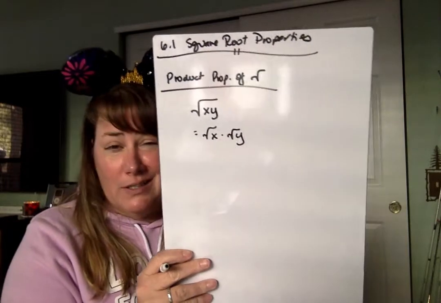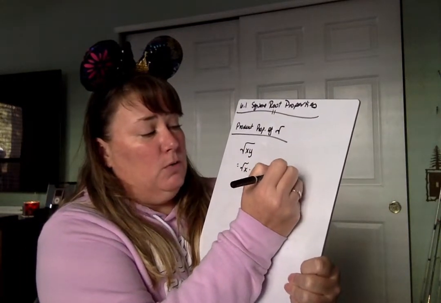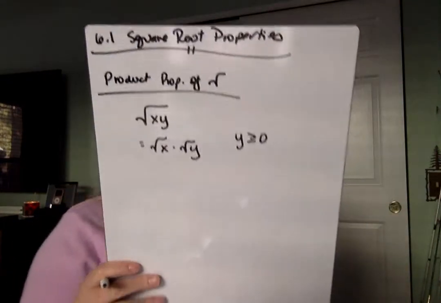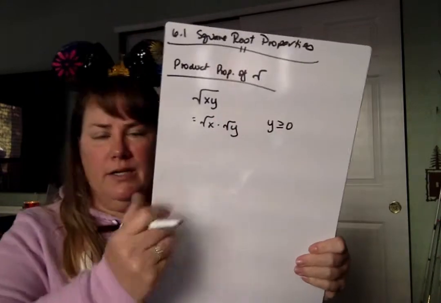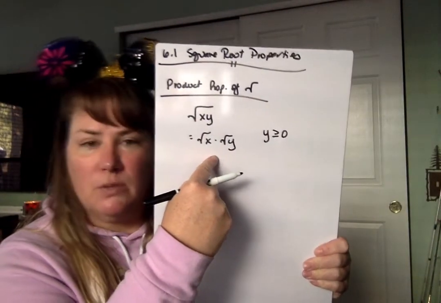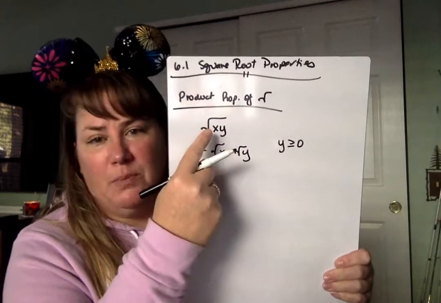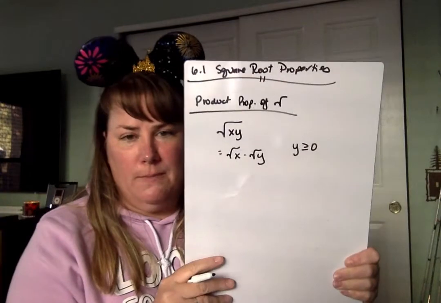Now, the only thing you really need to know right here is y has to be greater than or equal to 0. And you're going to see what that looks like. So you have a product, and you can pull it apart. That's really what it is. And if you could pull it apart, you could actually put it back together. So this property goes kind of both ways. It's kind of circular.